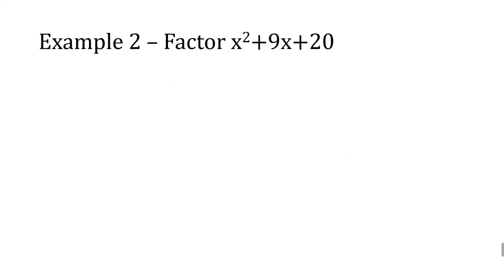Okay, example 2, factor x squared plus 9x plus 20. I start with 2 sets of parentheses. It's pretty easy to see. I'll have an x in the first slots. x times x is x squared. But now I want to look at that positive 20. I need two numbers that multiply to give me 20 and add to give me 9. So multiply to give you the last term and add to give you that middle coefficient, 9. That would be 4 and 5.